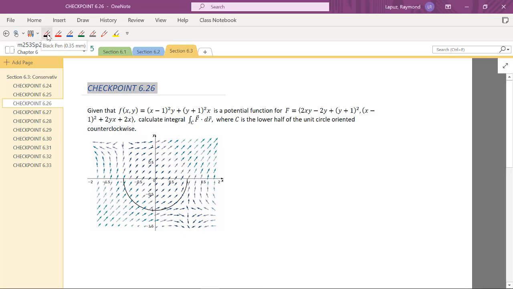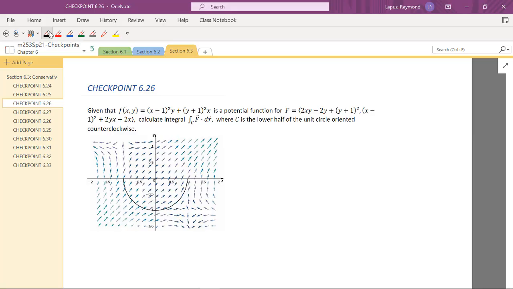Let's do checkpoint 6.26. They want us to assume that f of xy, which is equal to (x minus 1) squared times y plus 1 squared times x, is a potential function for the vector field f. And so that's the vector field. And then they want us to calculate the line integral, where C is the lower half of the circle oriented in the counterclockwise direction.